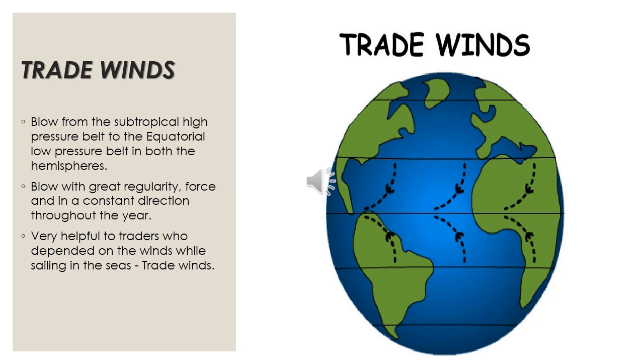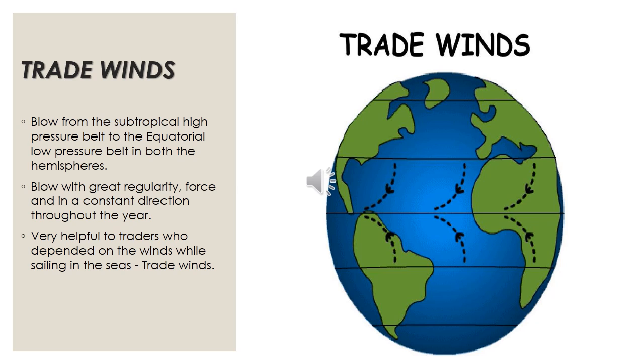Here the trade wind blows from the subtropical high pressure belt, the subtropical region where high pressure is formed. How is high pressure formed? Whenever the temperature is low, pressure will be more, and whenever temperature is high, pressure will be low. So the trade wind blows from the subtropical high pressure belt to the equatorial low pressure belt.